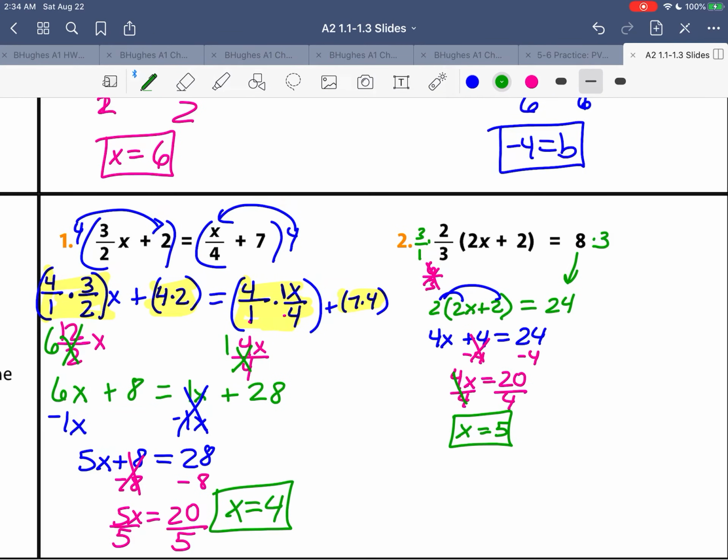So knowing what to multiply by and doing it the proper way at the beginning is going to make your process a lot faster and less open to errors. That's it for solving regular equations. In the next video, we are going to talk about a unique set of equations called literal equations.